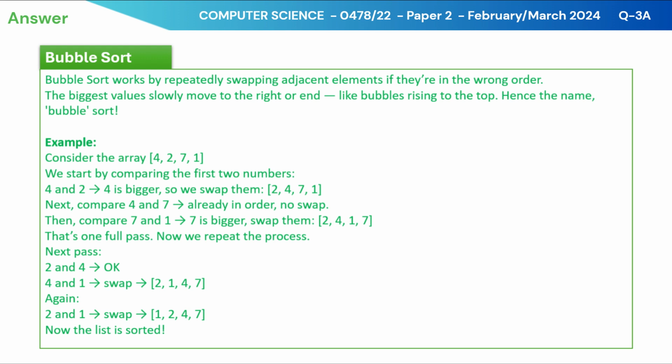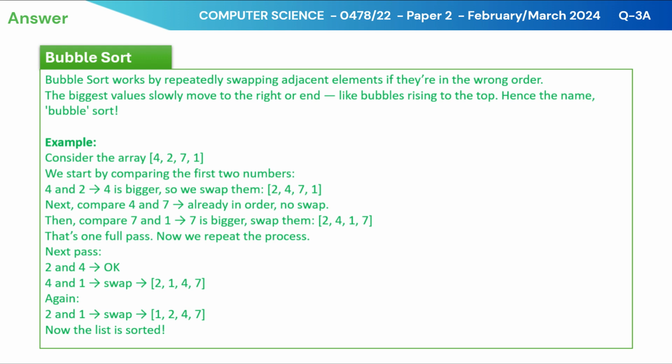Bubble sort works by repeatedly swapping adjacent elements if they're in the wrong order. The biggest values slowly move to the right or end, like bubbles rising to the top. Hence the name bubble sort. Let's take an example of array 4, 2, 7, 1.